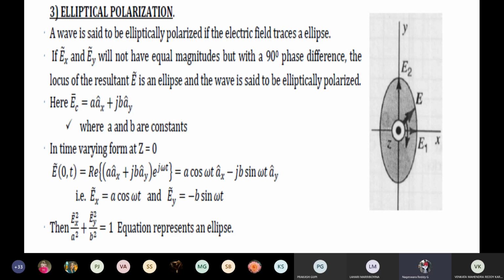So E of 0 comma t is equal to real part of A into a cap x plus j B into a cap y in brackets, into e power j omega t, that is equal to A cos omega t a cap x minus B sin omega t a cap y. Ex is equal to A cos omega t and Ey is equal to minus B sin omega t. So squaring on both sides for the above equation, Ex square is equal to A square cos square omega t and Ey square is equal to B square sin square omega t. So we can get the equation of the ellipse.